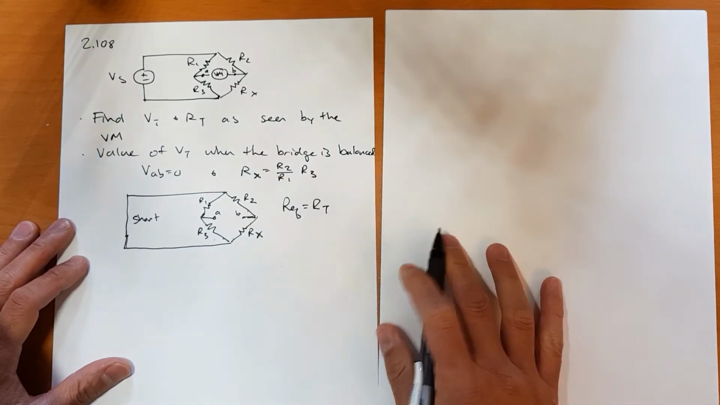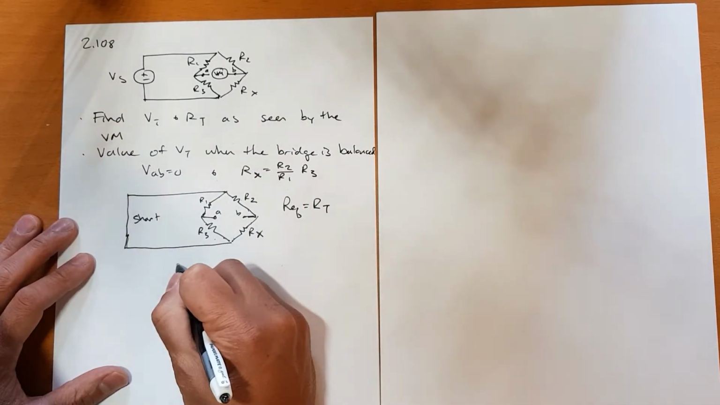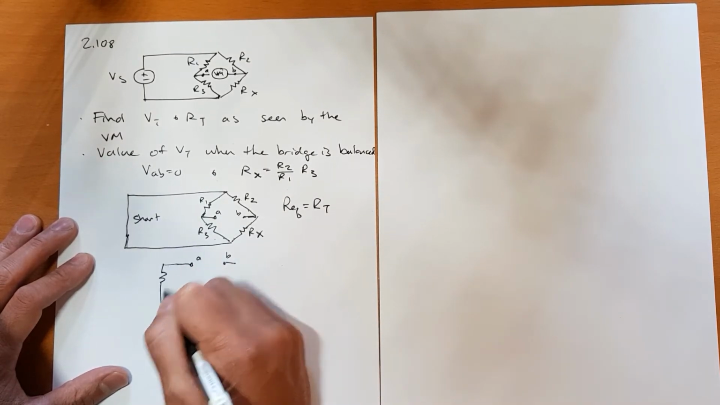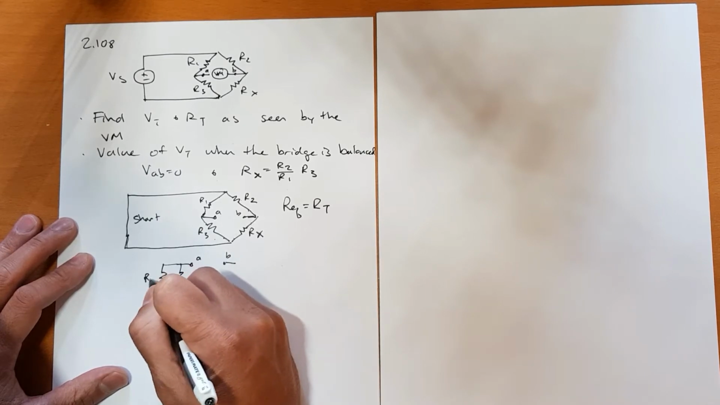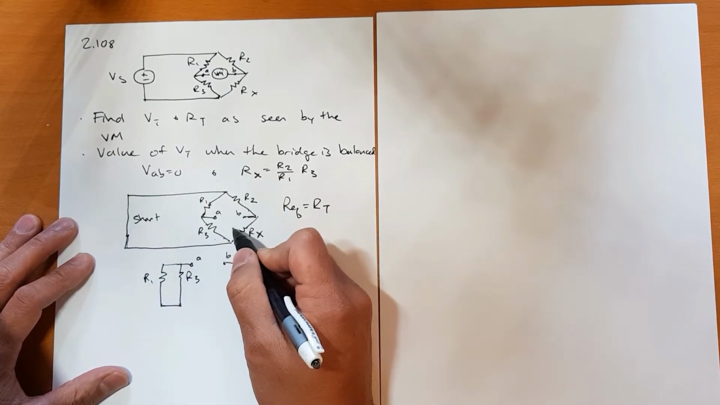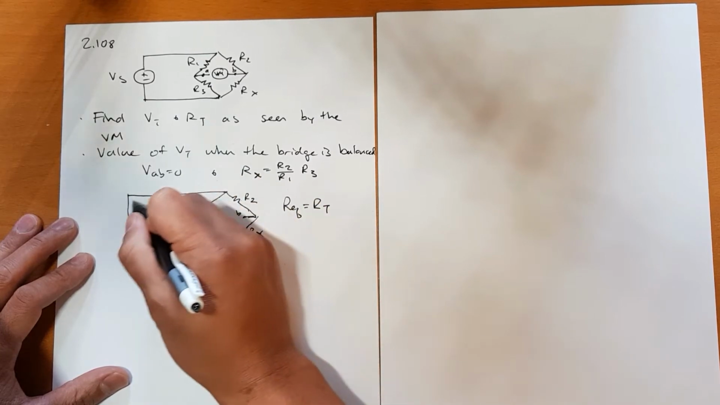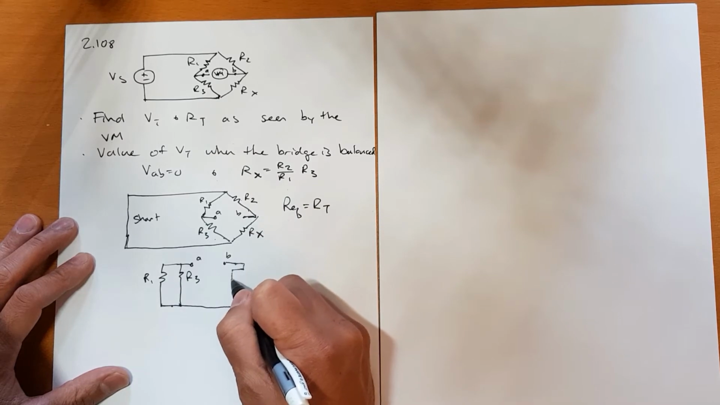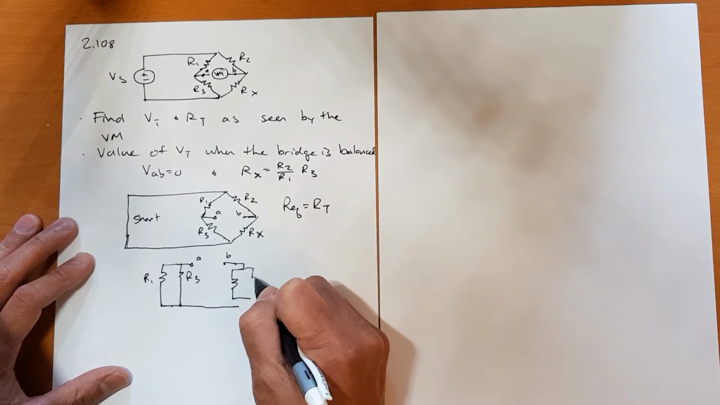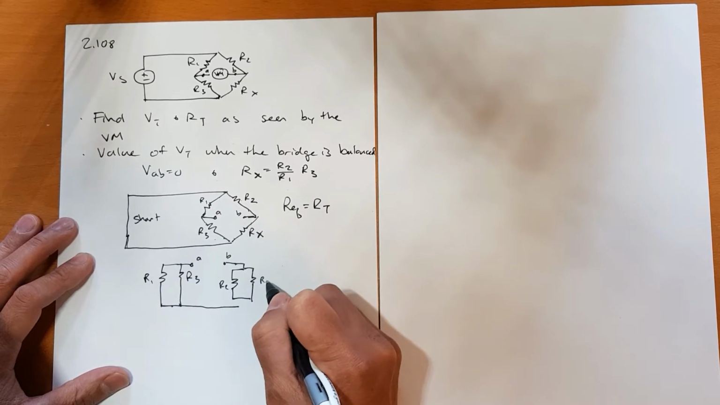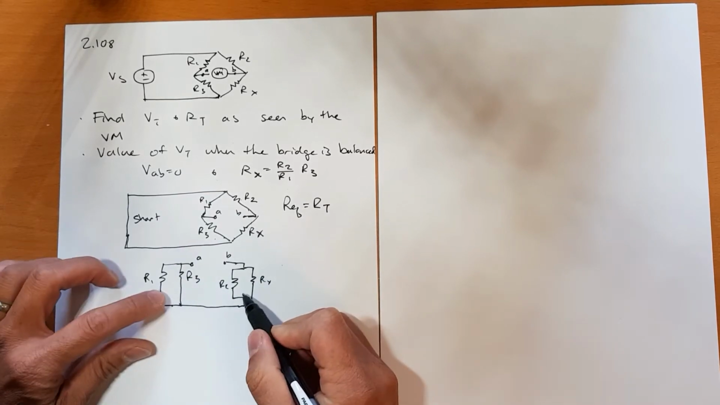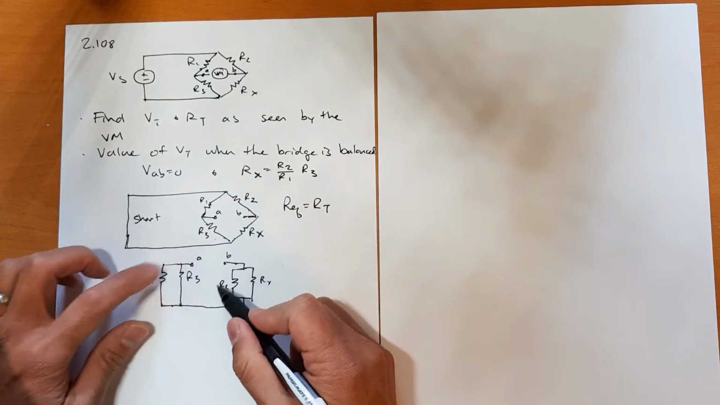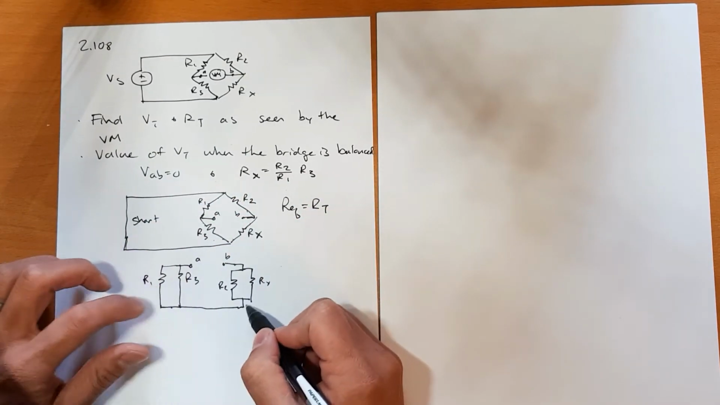So if I were to redraw this, let's see, if I had point A and point B, I could draw R1 and R3, okay, and this point here is this short here, and that connects over to R2 and RX. Hopefully this becomes a lot more clear to see that these two are in parallel and these two are also in parallel. And then once we find these two equivalent resistances, they are in series.